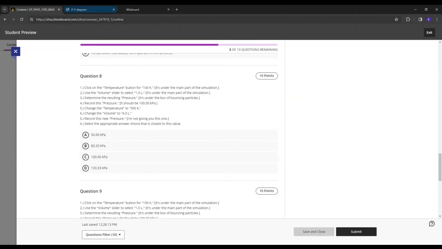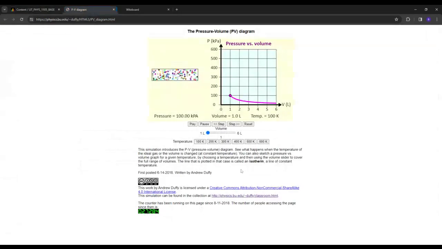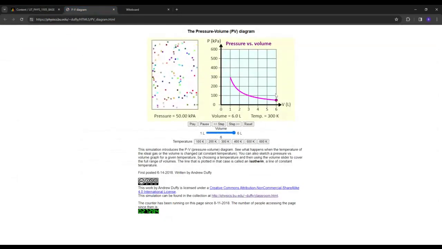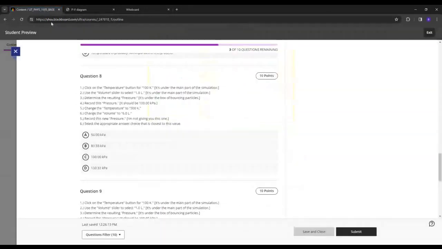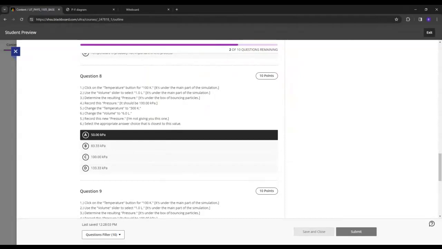Okay, so let's find this new pressure. 300 Kelvin. And then we kind of get the isotherm for free this time because we had to run through the full range of volumes. Well, what's that pressure turn out to be? Yeah, we got 50 this time. That's less. It wasn't the same. It's less. Okay.